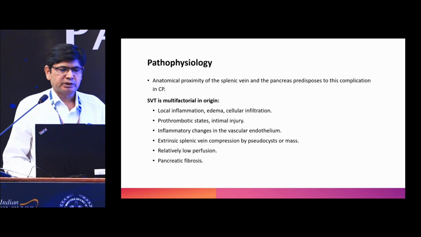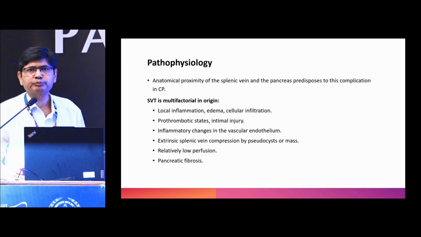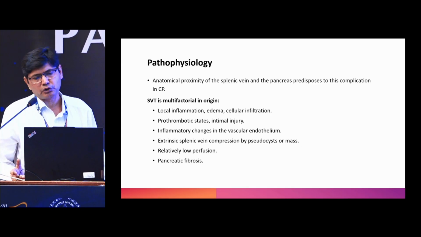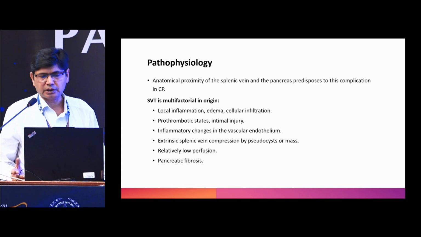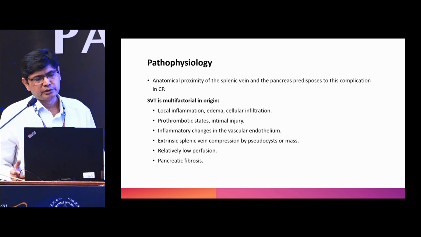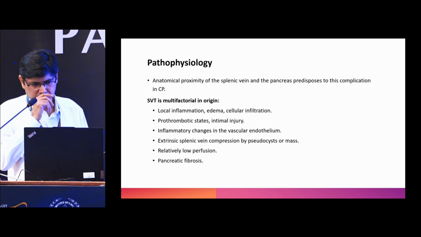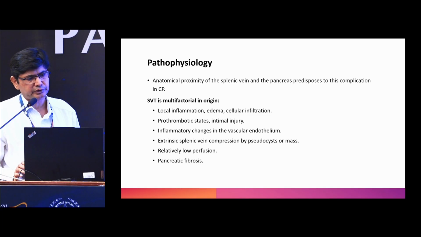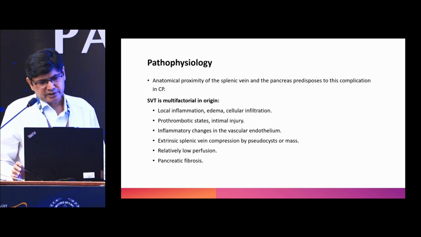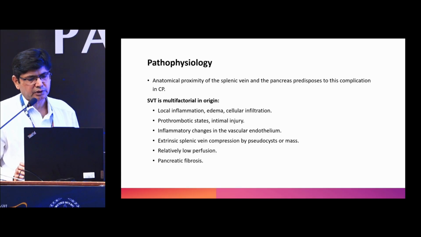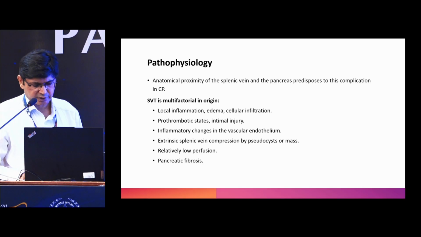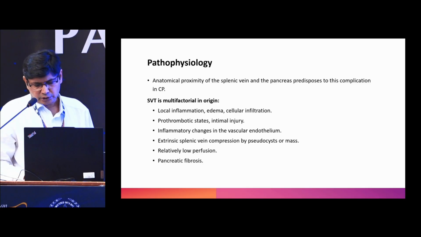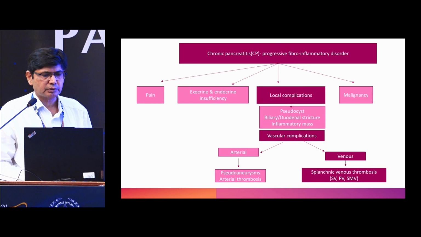Pathophysiology: the anatomical proximity of the splenic vein to the pancreas, as it lies dorsal to the pancreas, predisposes to this complication and all other vascular complications, as there are so many vessels lying around the pancreas. The cause is multifactorial, maybe inflammation, edema, pre-thrombotic states, and extrinsic compression by the pseudocyst or mass, low perfusion, and pancreatic fibrosis. These alone or together can cause splenic vein thrombosis.